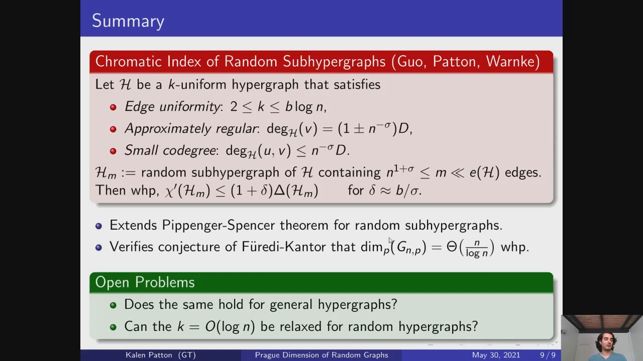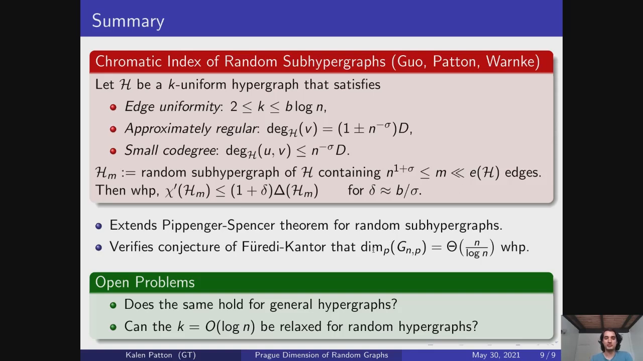Okay, so that's all I have for you today. So to conclude, we began by considering a conjecture by Füredi and Kantor about the Prague dimension of the random graph G(n,p). And we find that in order to prove this conjecture, we will make use of this new extension of Pippenger-Spencer for random subhypergraphs, which allows for edge uniformities up to on the order of log n for random subhypergraphs.